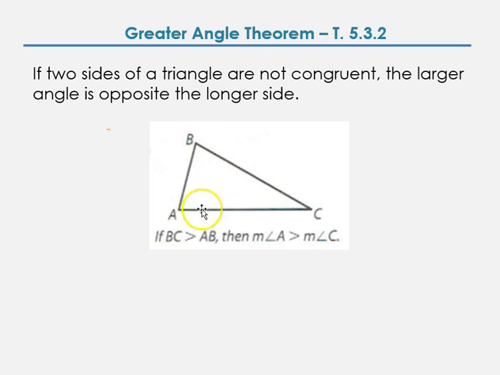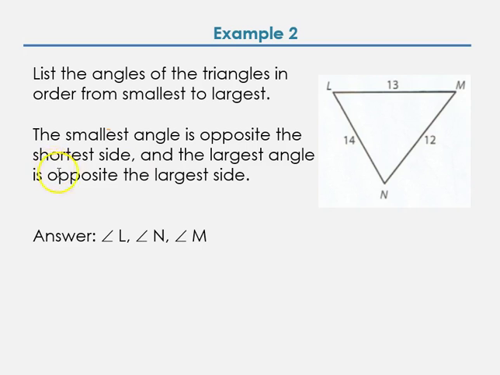In this triangle, it says if side BC is greater than AB, then the measure of angle A will be greater than the measure of angle C. So the longer side will be opposite the larger angle. Let's take a look at example 2.